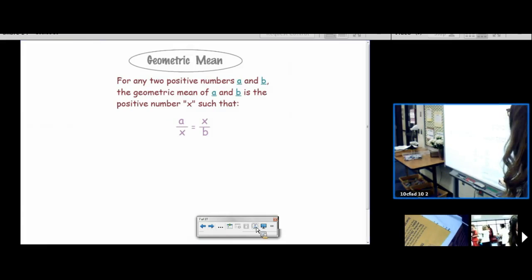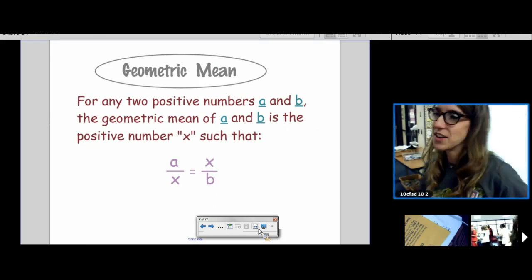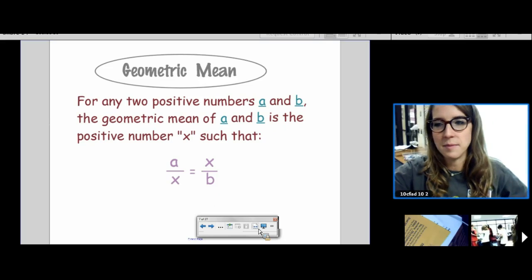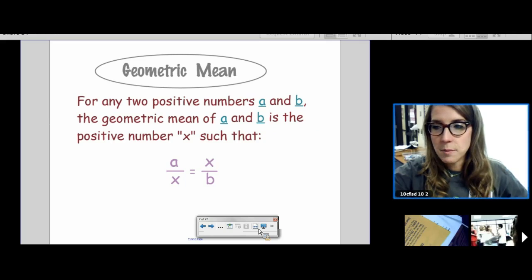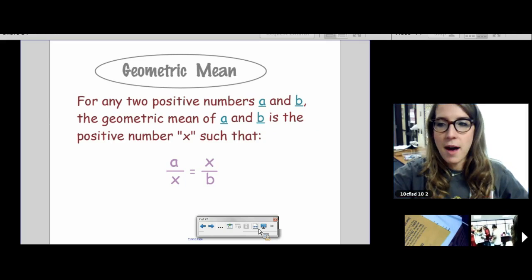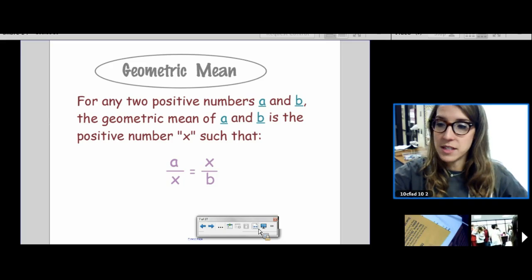All right, go ahead and write down the definition. This is a good thing to have in your notes. What is a geometric mean? For any two positive numbers a and b, the geometric mean of a and b is the positive number x such that a divided by x equals x divided by b.